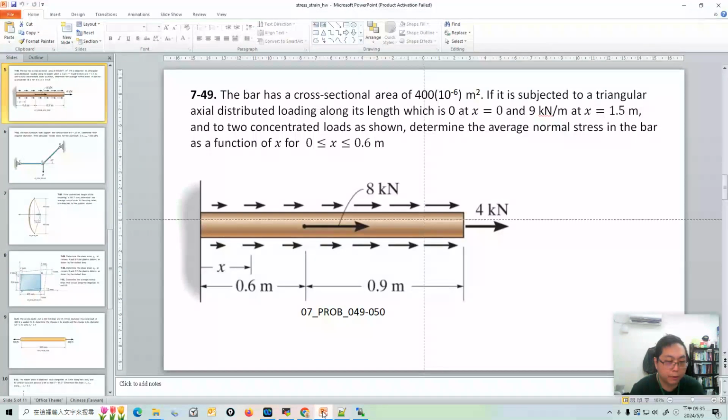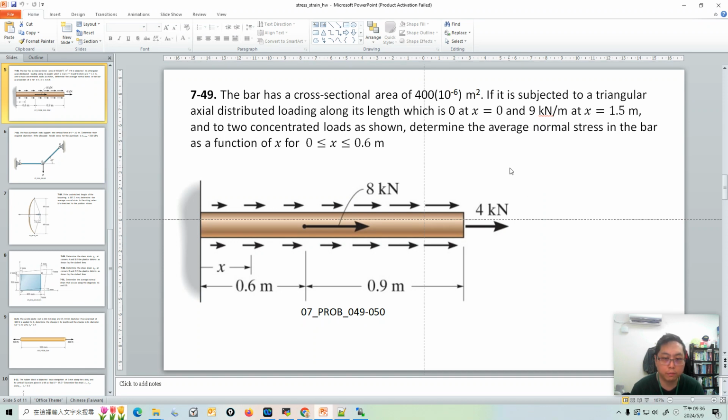In this video I'm going to demonstrate one of your homework problems in axial loading. This homework problem, maybe because it has some mathematical distribution in there, some people think it is difficult to solve. Okay.